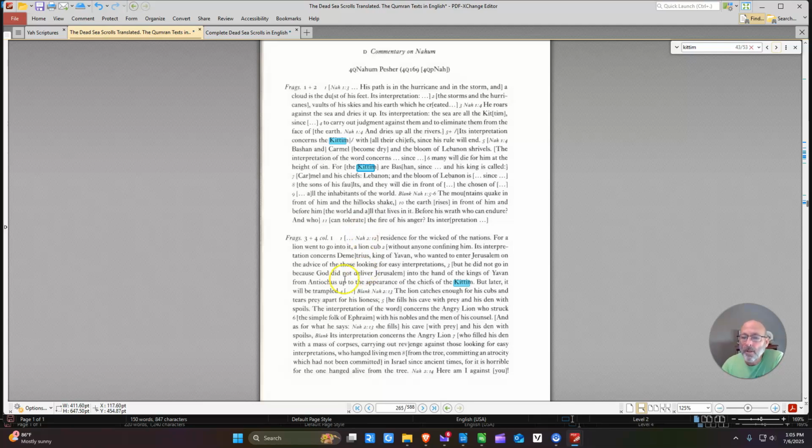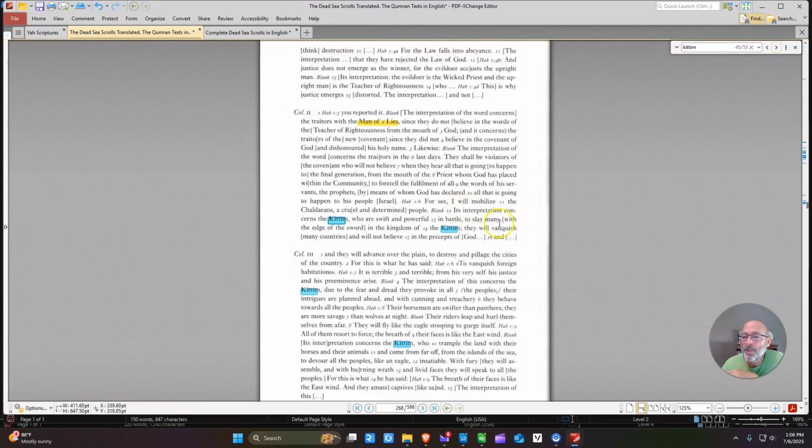In fact, here it says, did not deliver Jerusalem into the hands of the kings that had gone from Antiochus up to the appearance of the chiefs of the Kittim, which would be Rome, but later it will be trampled. So almost certainly this is prophetic. Whoever's writing this, I don't think it had happened yet. It's speaking future tense, will be trampled. Okay, but it's fragmented and we don't really know. So we have 10 more occurrences of the Kittim.